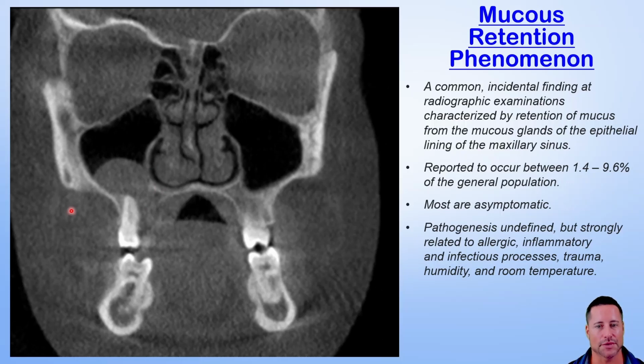But to focus on the retention phenomenon, it's a common incidental finding at a radiographic examination. It's characterized by retention of mucus from the mucus glands of the epithelial lining of the maxillary sinus. Reported to occur between 1.4 and 9.6% of the general population, typically asymptomatic, and the pathogenesis is undefined but strongly related to allergic, inflammatory, and infectious processes, trauma, humidity, and room temperature.